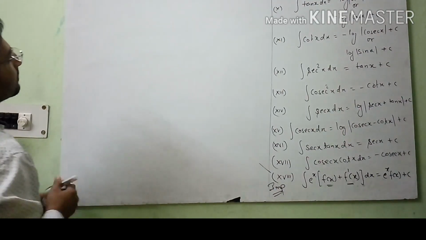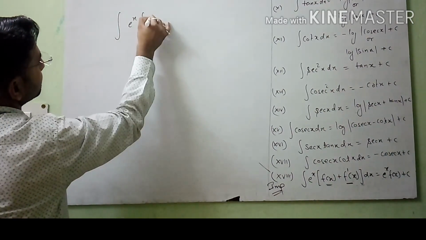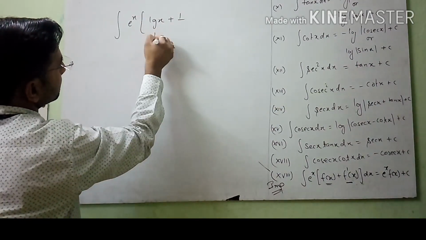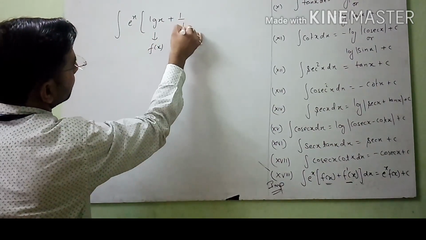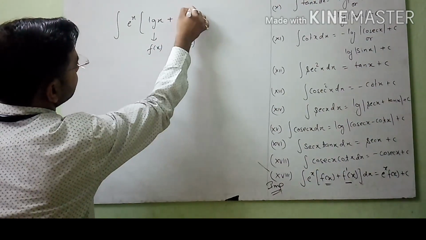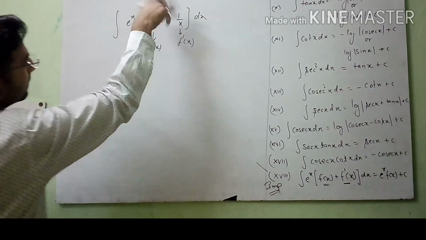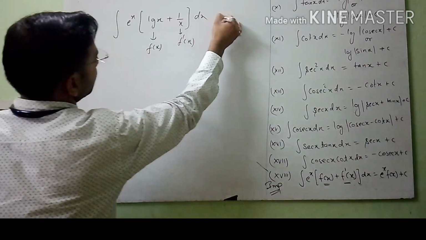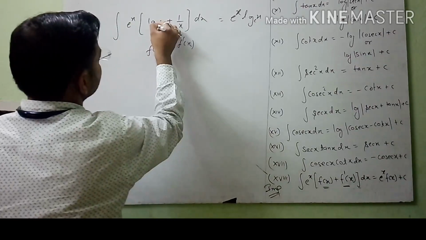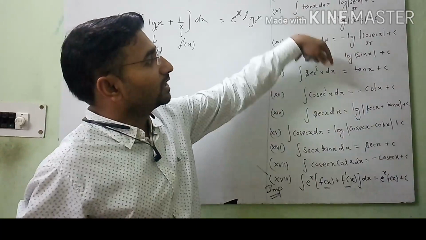Another example. See here, e raised to the power x times log x, and you know that if this is our f(x), then what will be its derivative? Its derivative will be 1 over x. So this is the derivative of the given function f(x), and I want to find its integration value. So the integration value is a one-liner, e raised to the power x log x. This is the answer for this type of problem, and the remaining questions you will do according to the formula.